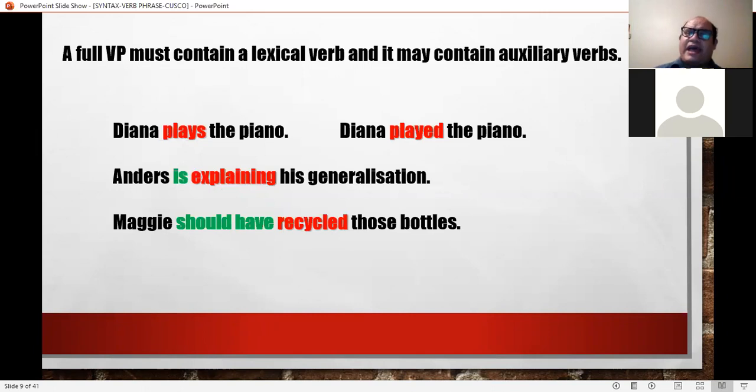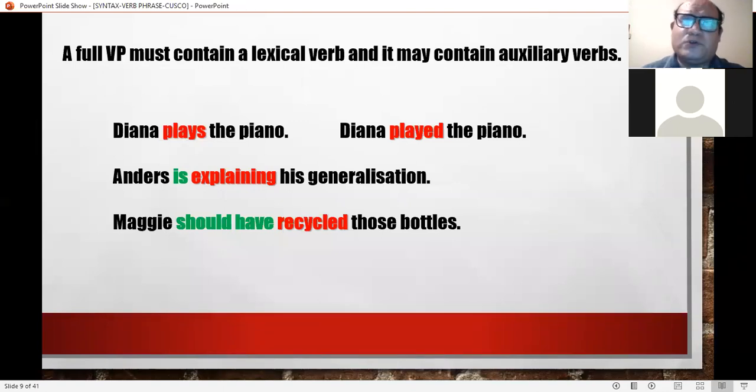Another example, Maggie should have recycled those bottles. Notice that here we have the modal verb, should, no? This is the modal verb, should, plus the present perfect auxiliary, in this case, have, no? This is a modal perfect, no? We call this structure a modal perfect. So we use the modal verb plus the auxiliary verb of the present perfect. In this case, have, not has, because you have the modal verb. And then the past participle form of the lexical verb. So we have two auxiliaries and one lexical.